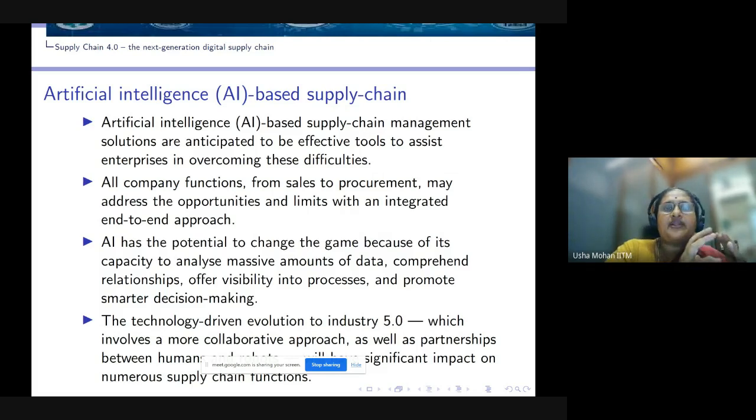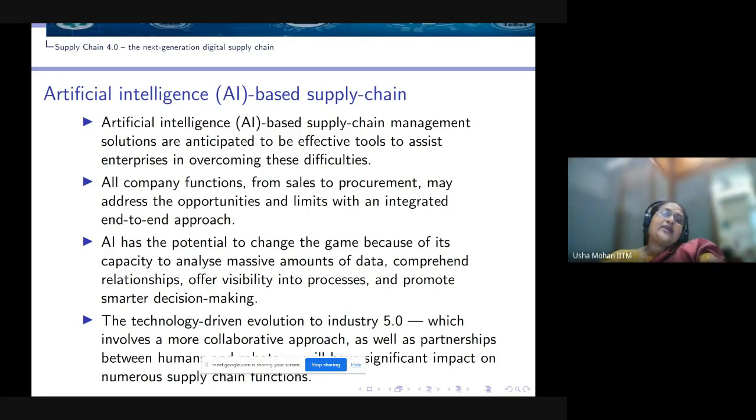One common theme of this entire presentation is the fact that we are seeking end-to-end solutions. We are talking about end-to-end visibility. How good or how transparent can I make my supply chain? Because this technology-driven evolution to Industry 5.0 involves a more collaborative approach and partnership between humans and robots. So when we talk about robots, there are a lot of things which are actually used.